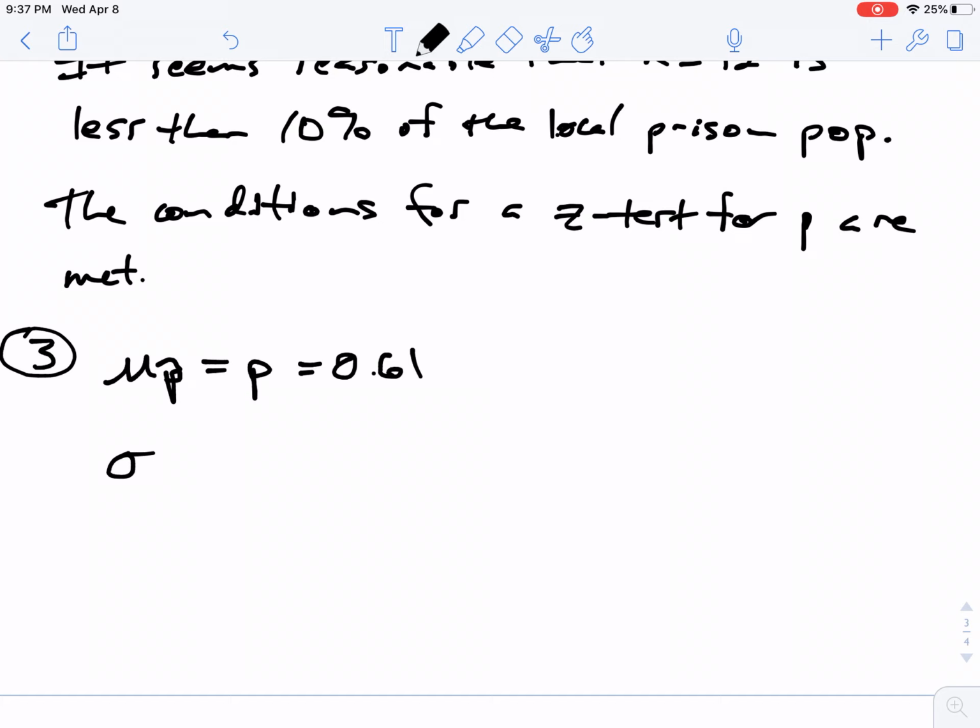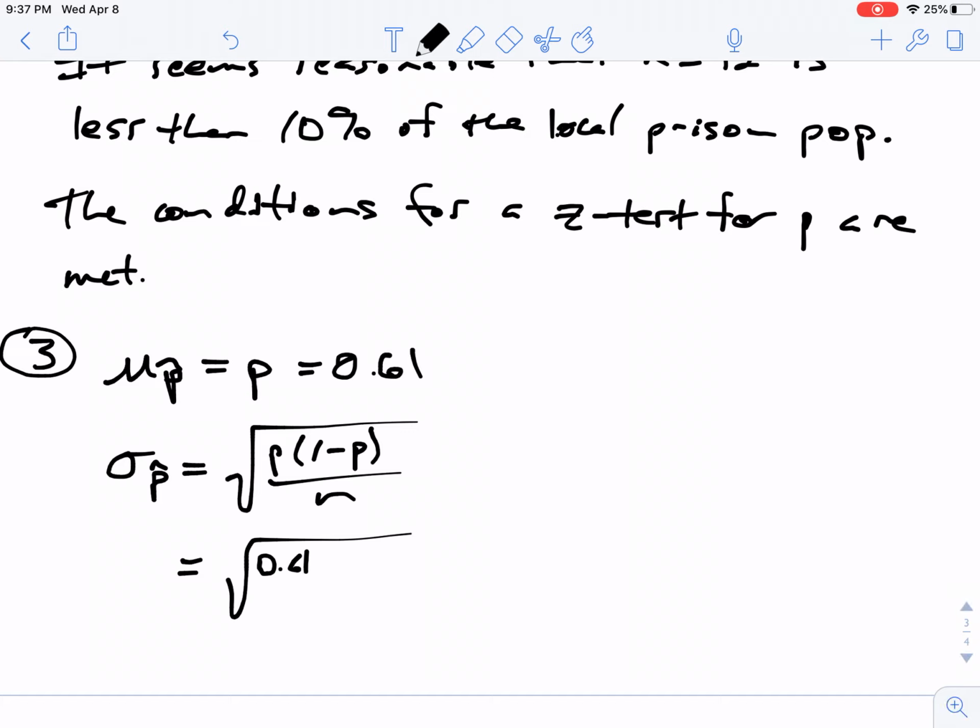Also then remember I can calculate my standard error, so that's sigma sub p hat, and that is the square root of p times 1 minus p over n. And again, you're using 0.61 in for p there. So I'm going to put those numbers in, divide by 42, square root, and that's going to give me about 0.0075. Okay, so that is going to be my mean and standard error.